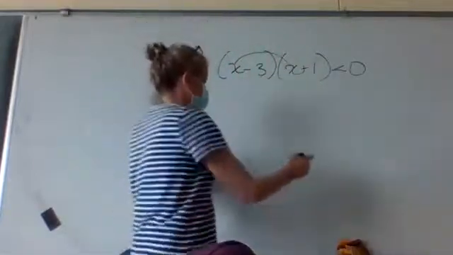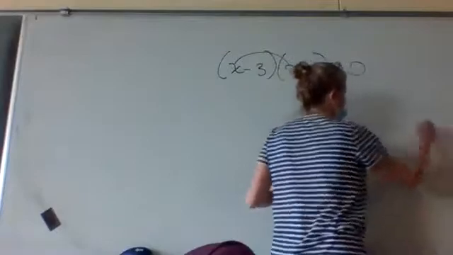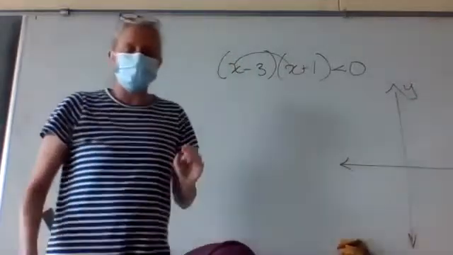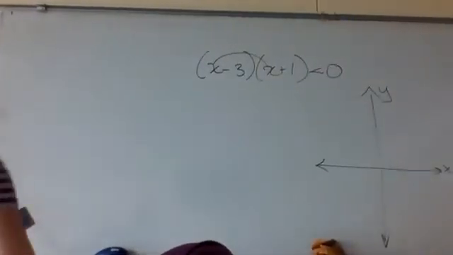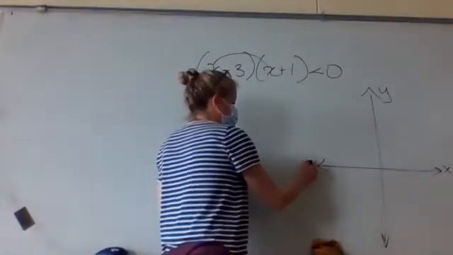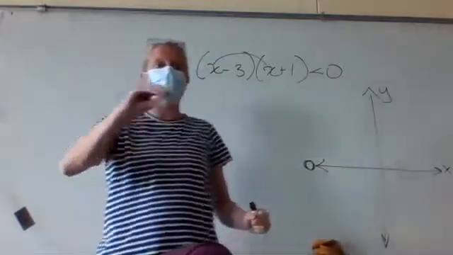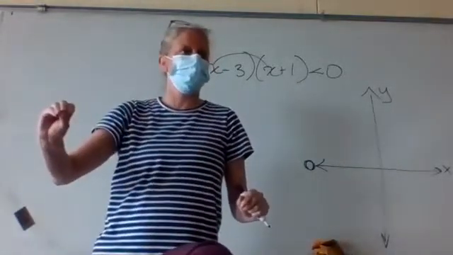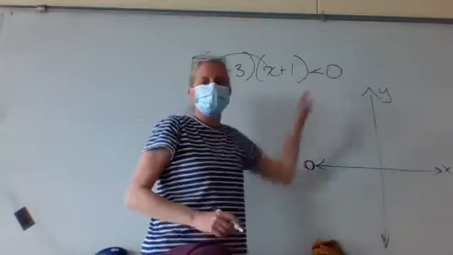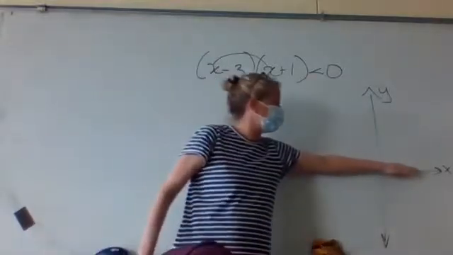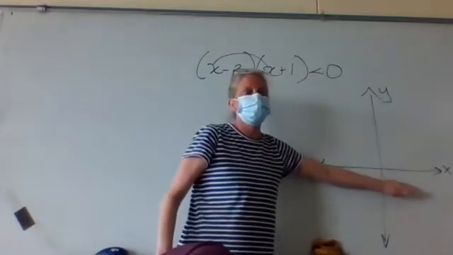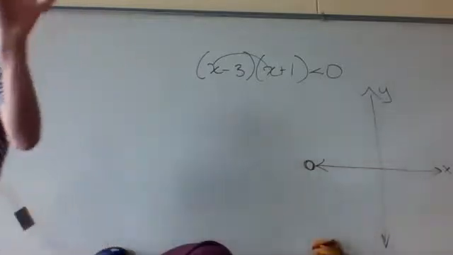So what I want to know, when you're looking at a graph, here's your x-axis, here's your y-axis. The x-axis is considered the 0, right? That's where your zeros are, or your x-intercepts. It's going to want to know what part of this graph is less than 0. Or in other words, if this is my 0, if I am less than it, that means I would be below the x-axis. So it's going to want to know what part of the graph is less than 0.